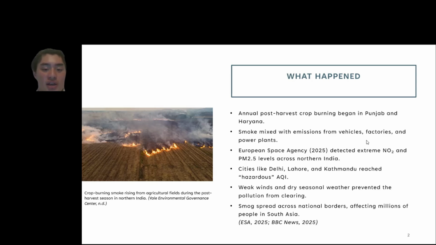This slide shows that the environmental crisis wasn't caused by a single source. It was the combination of burning, regular emissions, and weather conditions that made the situation so severe.